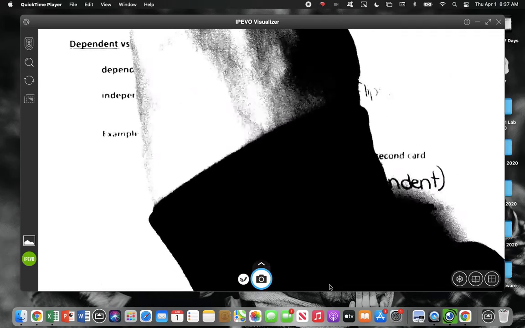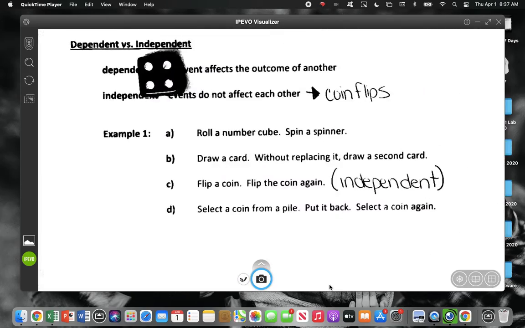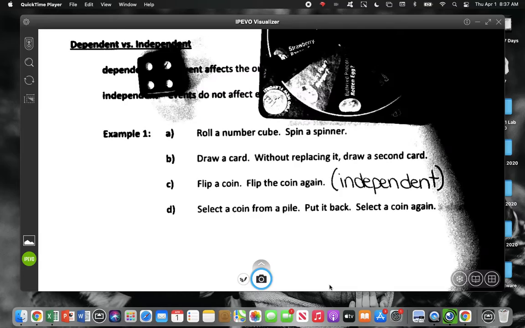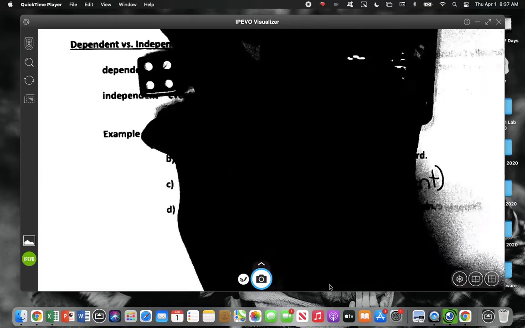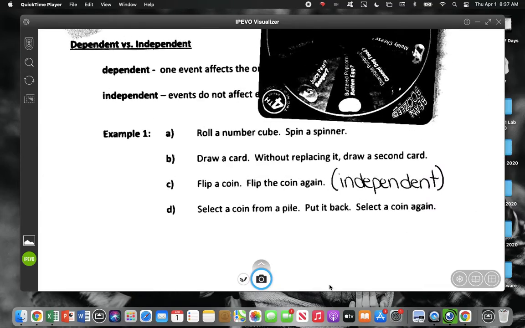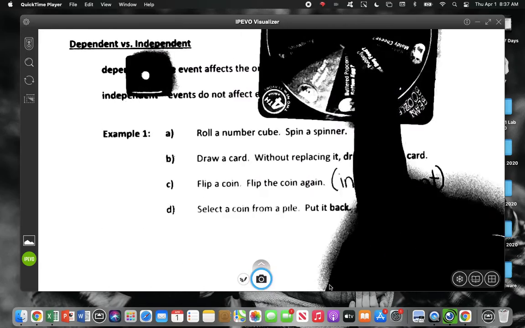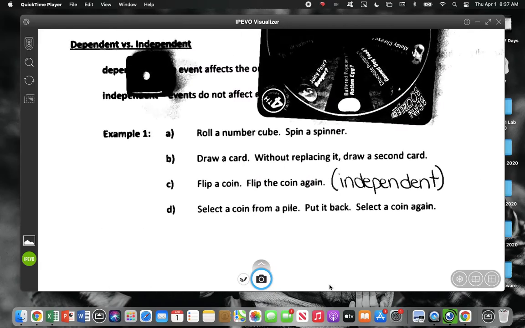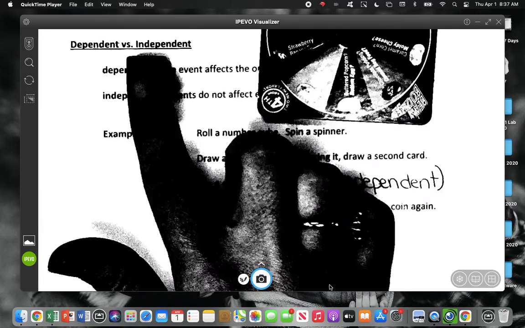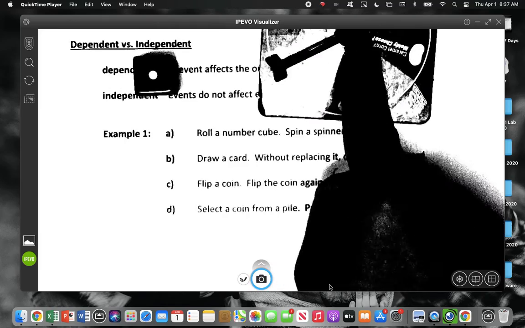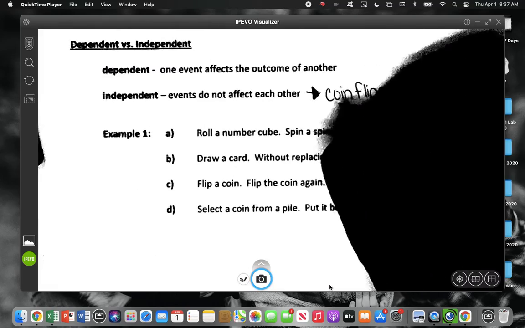I roll a number cube, or a single die, and then I spin a spinner. All right, if I roll this number cube first, does this have an effect on the result of the spinner? So are these dependent or are they independent? Independent means they don't have an effect on the other. The dice has nothing to do with the spinner, so this would be independent.